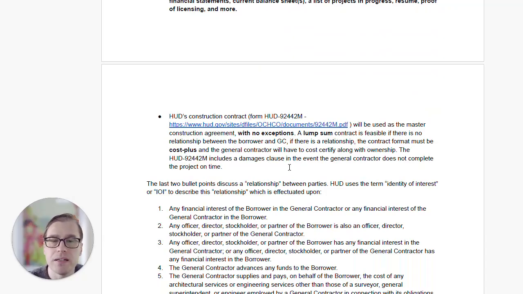It's publicly available online. You have two options under the body of that contract. You can do a lump sum contract or a cost plus. If there's any relationship between the GC and the owner developer, you have to do a cost plus, and a cost plus will require you to do a cost certification, both the borrower and the GC, as construction is completing. If you do a lump sum, only the borrower has to do cost certification. So again, HUD 92442M is the master HUD construction contract. No alternatives will be used, and in that you can do a lump sum or cost plus. Cost plus has to be selected if there's a relationship between the owner and the GC.